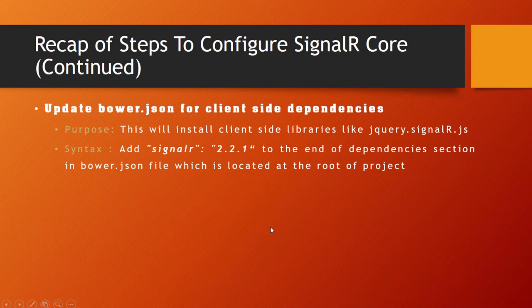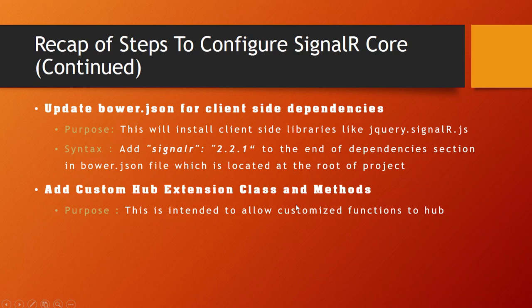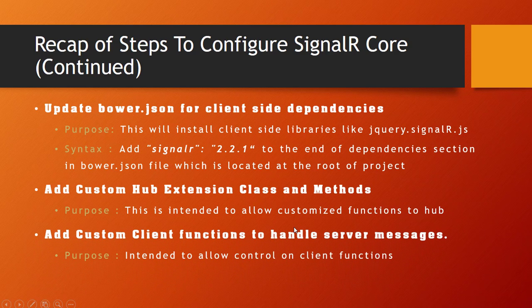Furthermore, we have updated our bower.json. The purpose was to install the client-side libraries like jQuery.signalR.js, etc. And the syntax you can see on screen. The next thing we have done is we have added our hub class, which was an extension of the standard hub. This was intended to allow customized functions in the hub. And the last thing we have done is we have added a client-side function to handle all the server messages. The purpose was to allow control on the client functions.